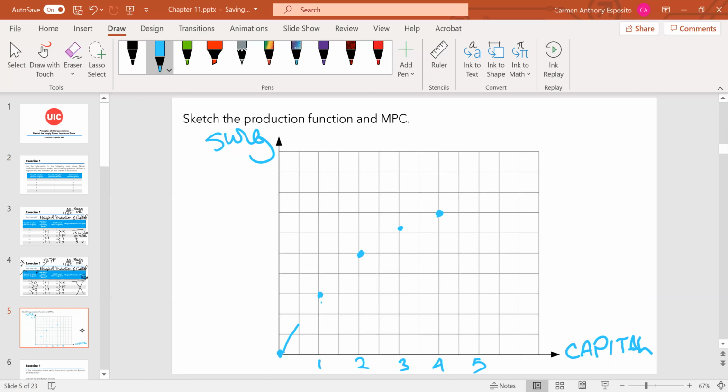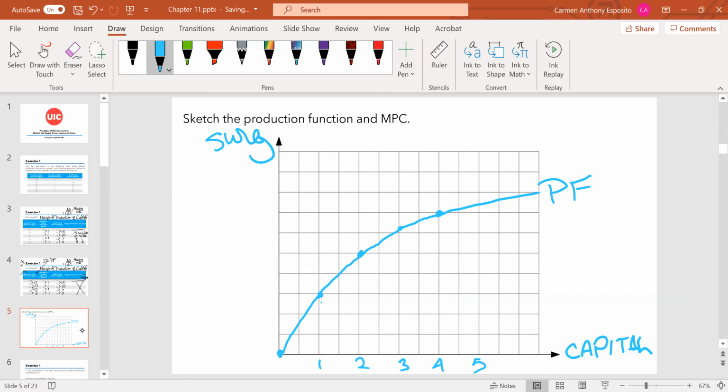And we get this nice looking graph. So this is our production function. So I'll call it PF. Don't get this confused with the PPF. This is simply PF for production function.